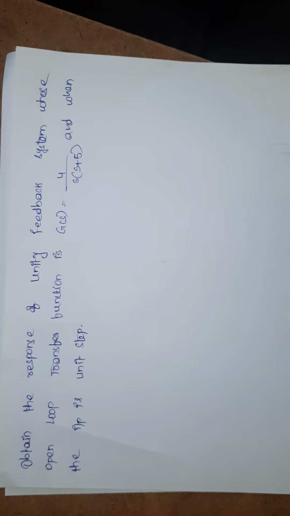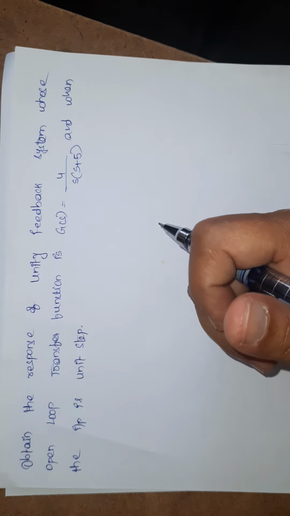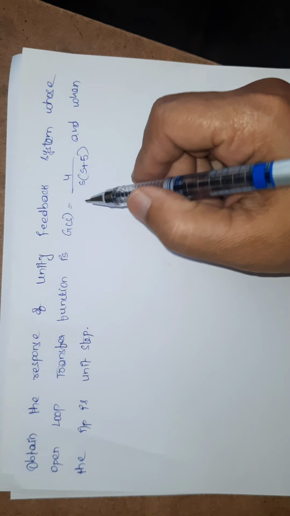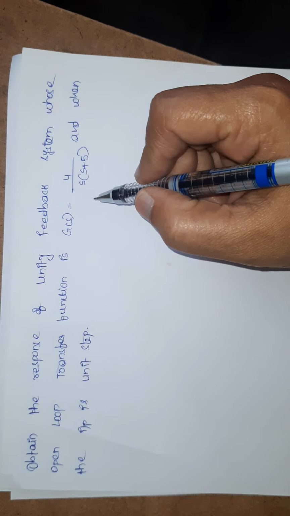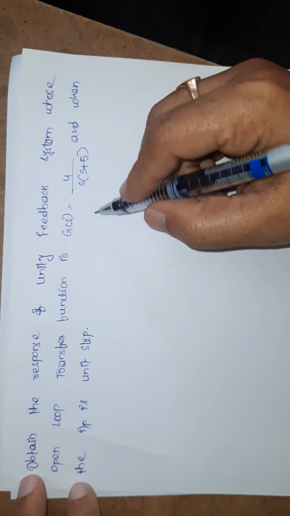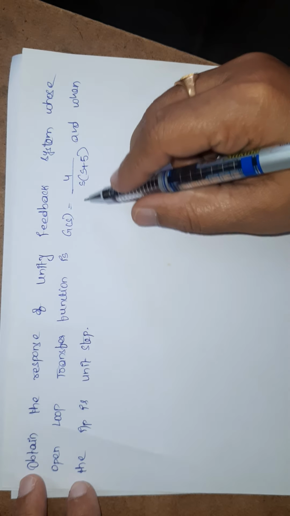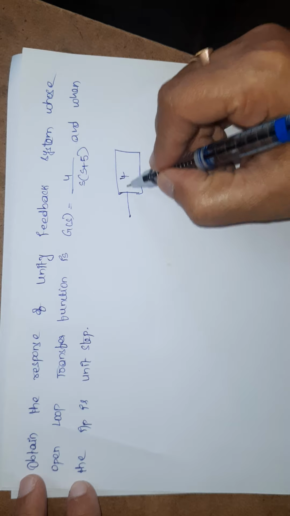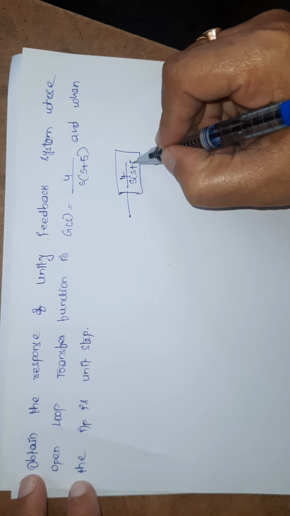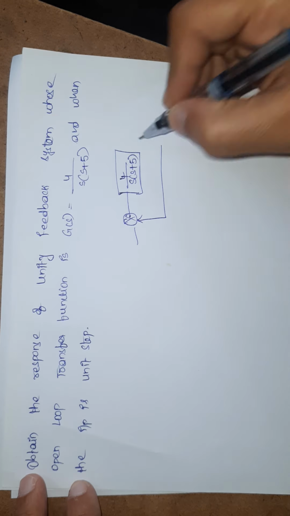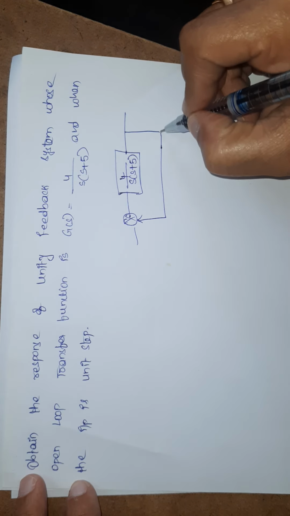Okay, so here this is a problem. Obtain the response of unity feedback system whose open loop transfer function is 4 by s into s plus 5. So here they have given that it is an open loop transfer function, and this is G of s. See, this is a diagram, G of s is 4 by s into s plus 5, which is having unity feedback. The system is a unity feedback system.